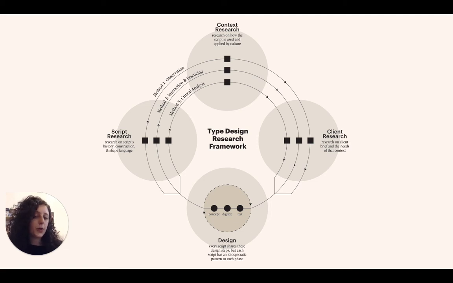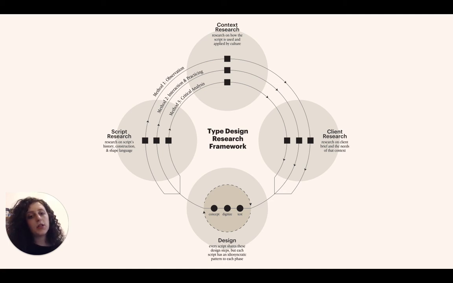So you can see that it's broken up into 4 stages, including 3 stages for research: script, context, and client. Script research is research on the script's history, construction, and shape language. Context research is research on how the script is used and applied by that cultural group or community. And client research is research on the client brief and on the needs of that particular context. These areas are all investigated through 3 different research methods: observation, interaction and practicing, and critical analysis. And you can see these methods exist on the lines guiding across all subject areas.